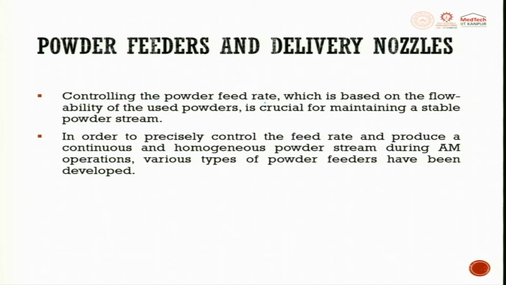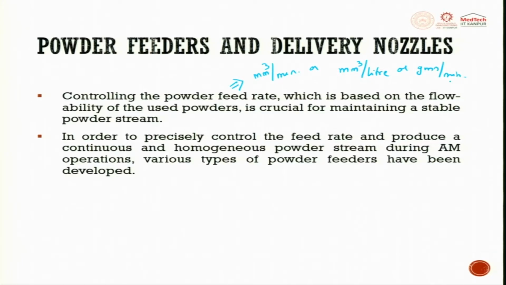Controlling the powder feed rate. So, feed rates, we talk about millimeter cube per minute. Millimeter cube per minute is the volume of material dispensed in a minute. Or we can talk in terms of millimeter cube per liter of air or whatever it is, right. Generally, we also call it in grams per minute.